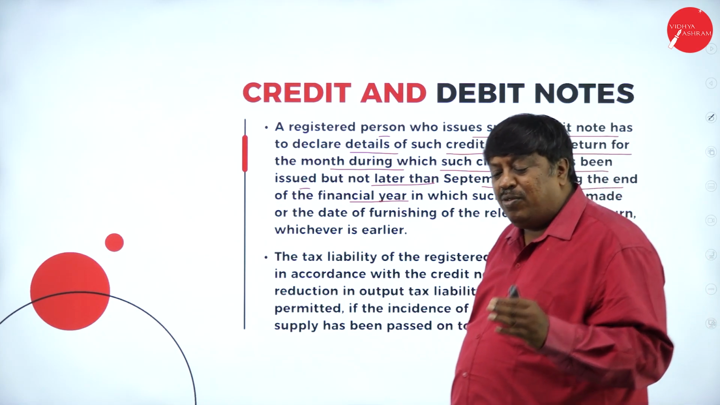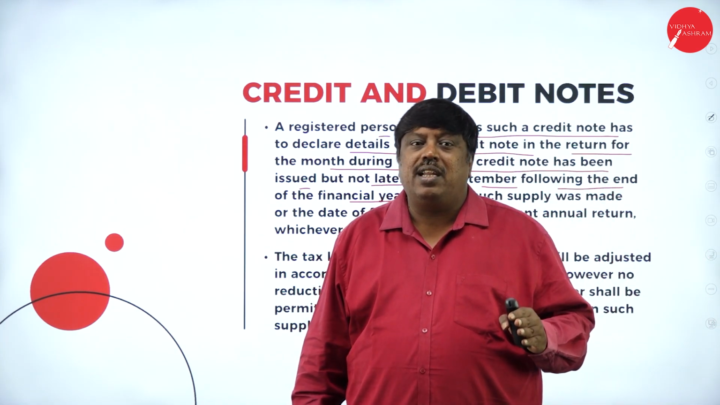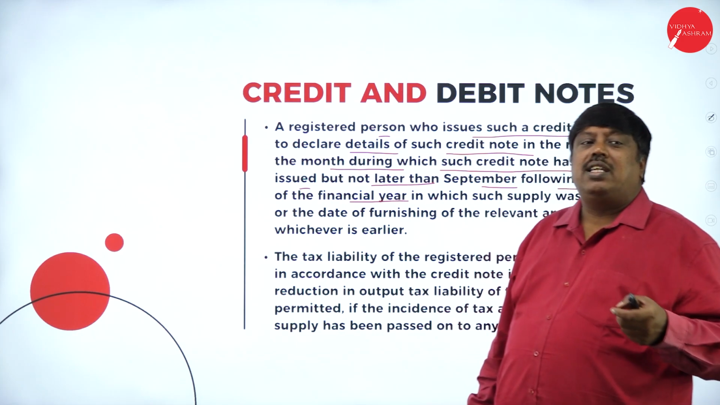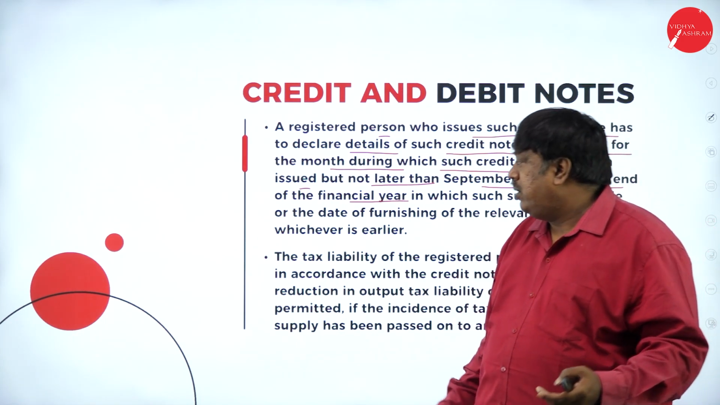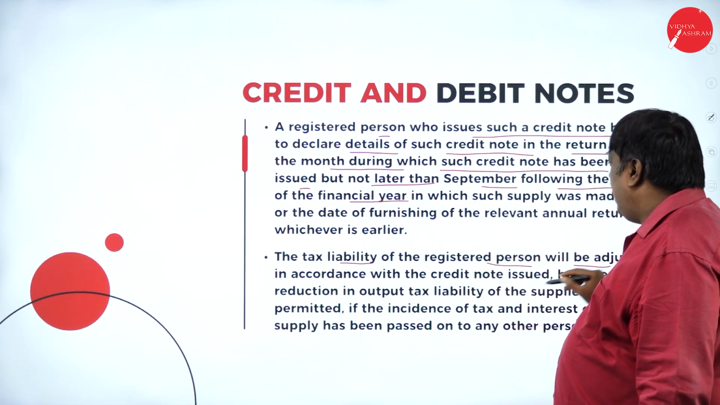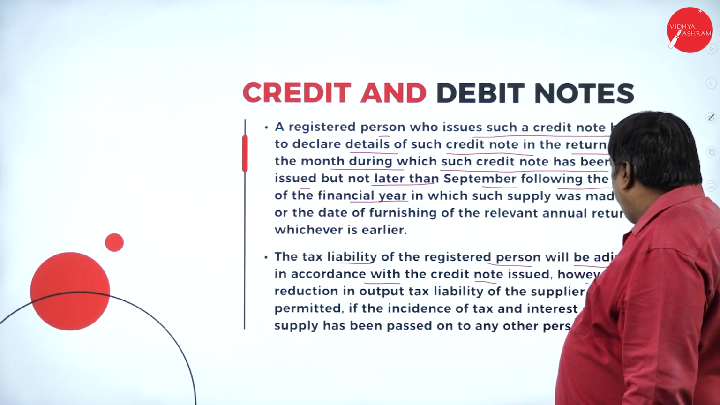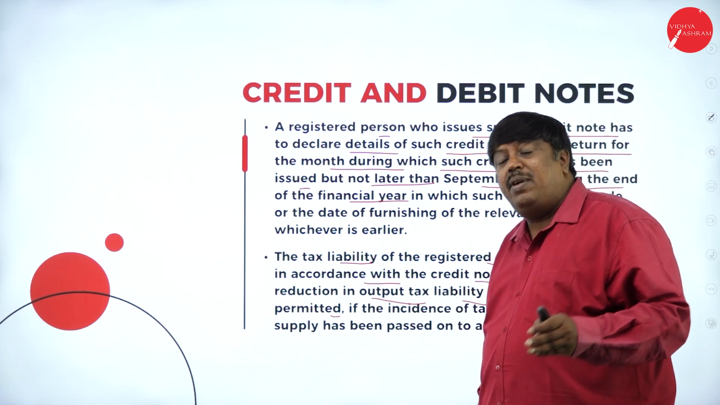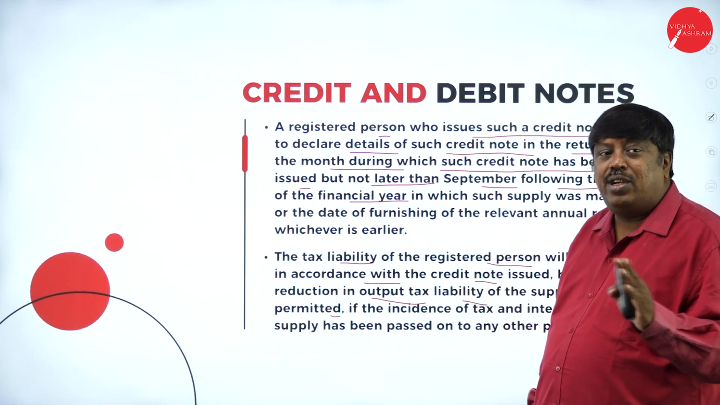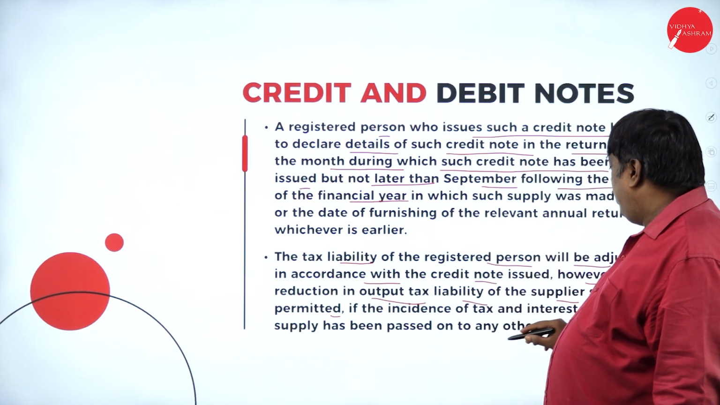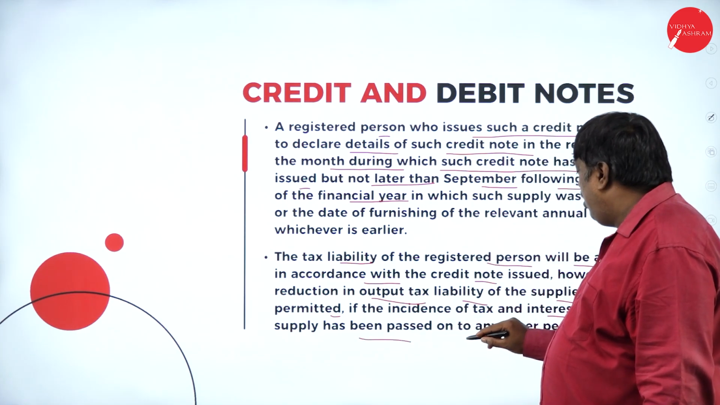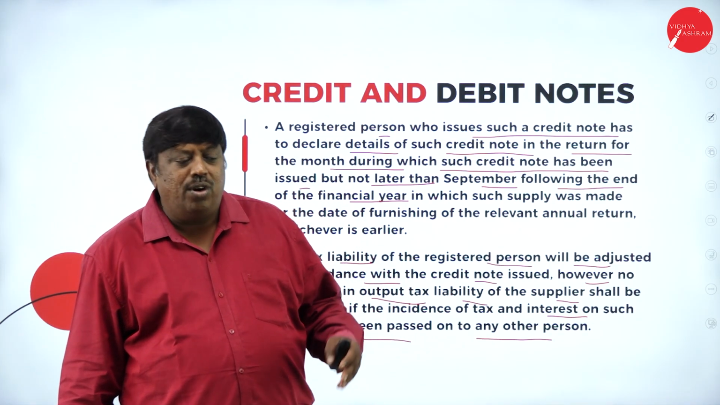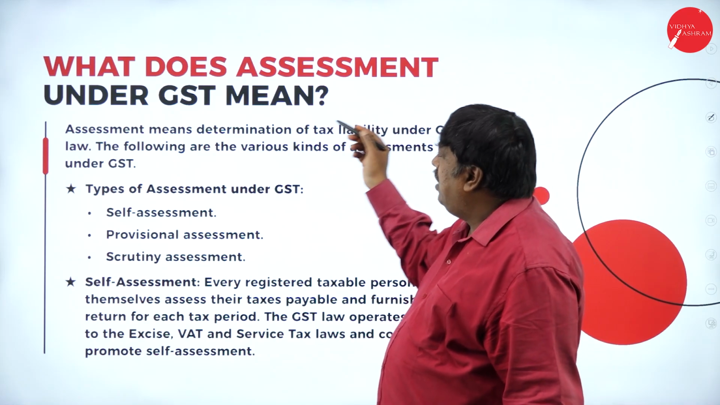If they have not furnished the details before 30th September of the financial year, automatically they cannot claim any benefits, whether for excess amount paid, or even when the amount we collected was very less compared to the actual amount. The tax liability of the registered person will be adjusted in accordance with the credit note issued. However, no reduction in output tax liability of the supplier shall be permitted. They're saying that it can be adjusted with the recipient. We're not going to adjust with the output tax, whatever has been collected here. And if the incidence of tax has been passed on to any other person, then the interest will be charged or the benefit given for the recipient.